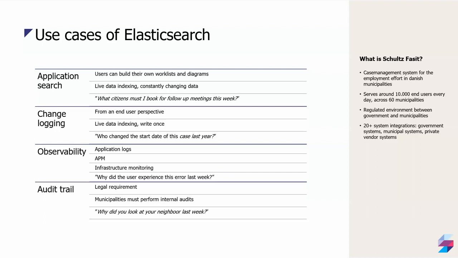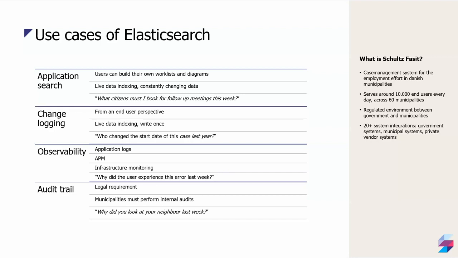Another case we have is change logging. And this here is still from the user's perspective. So I'm working as a caseworker with the citizen, and I don't know why this case has this start date. That sounds wrong. Maybe I go into the change logs, and I can drill down and see why the data changed from that day to today. That was John who did it. That's also from the user using Elasticsearch.